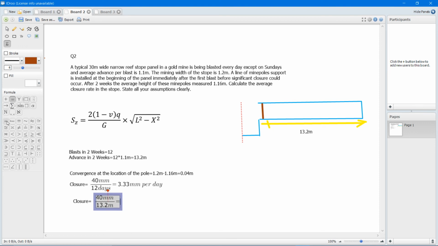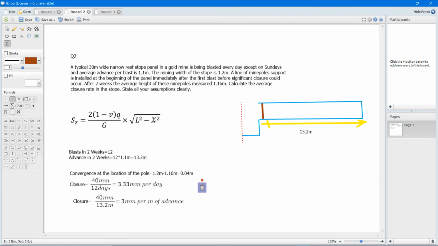So we punch that in the calculator and see what we're getting. That's 3 millimeters per meter of advance. Or you can just keep it per meter, it doesn't matter. So yeah, these are solutions. That's what the question is really looking for here.